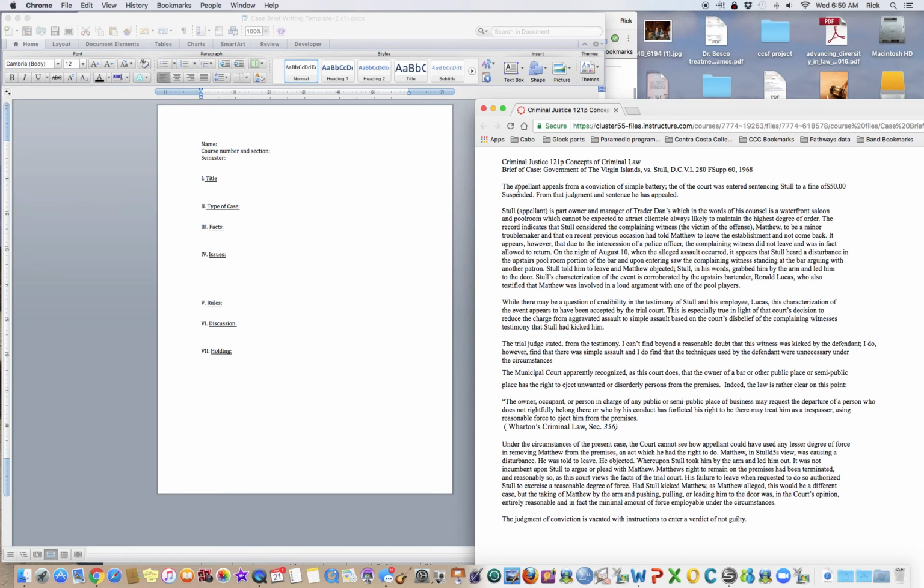What's the type of the case? Well, look at the first line. Can you see something in there that he was in trouble for? It says appeals for a conviction of simple battery, right? Pretty simple so far, right?